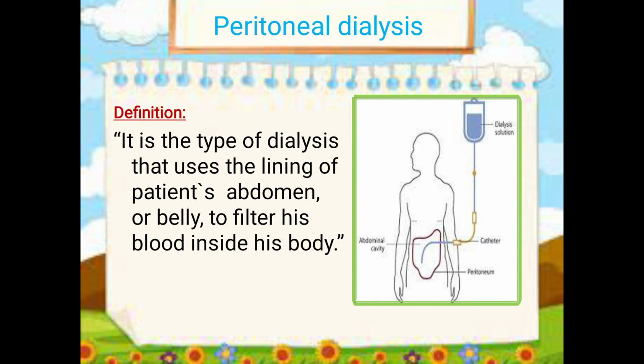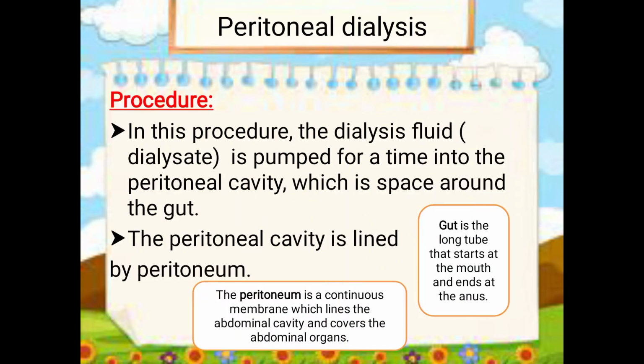So you will define peritoneal dialysis as a type of dialysis that uses the lining of the patient's abdomen or belly to filter his blood inside his body. How is peritoneal dialysis performed? In this procedure, the dialysis fluid, that is also called dialysate, is pumped for a time into the peritoneal cavity.